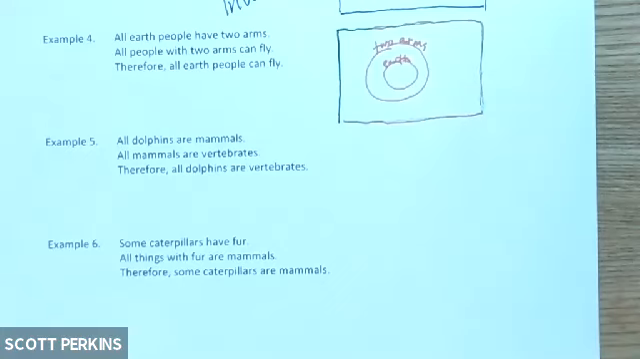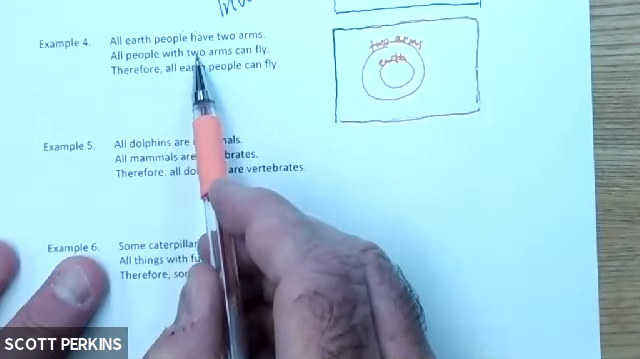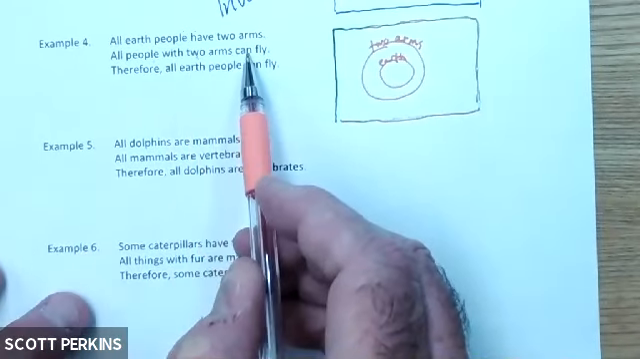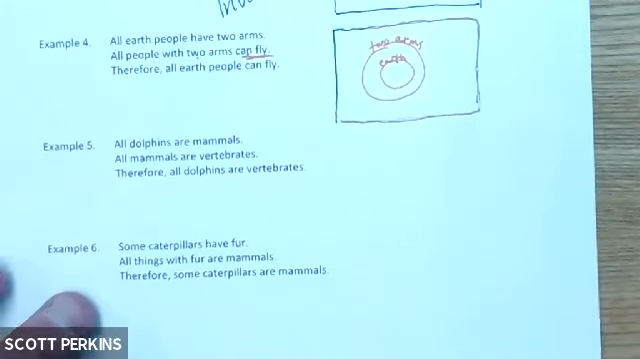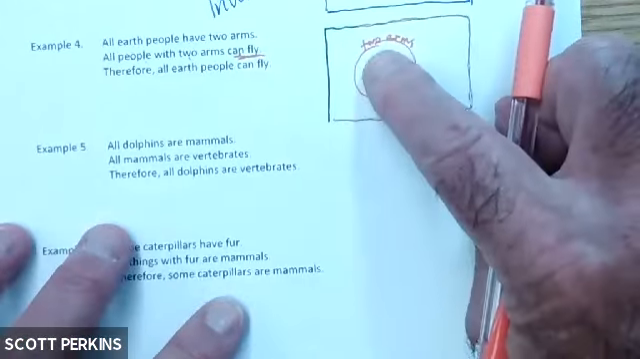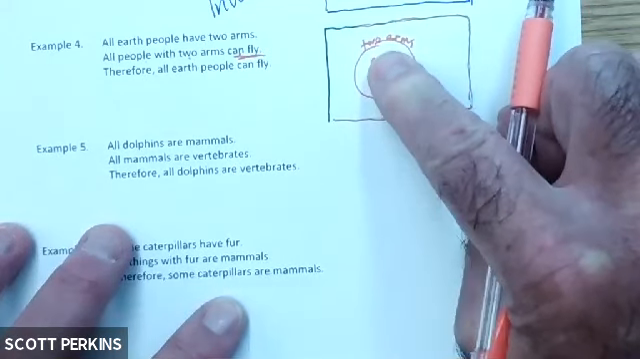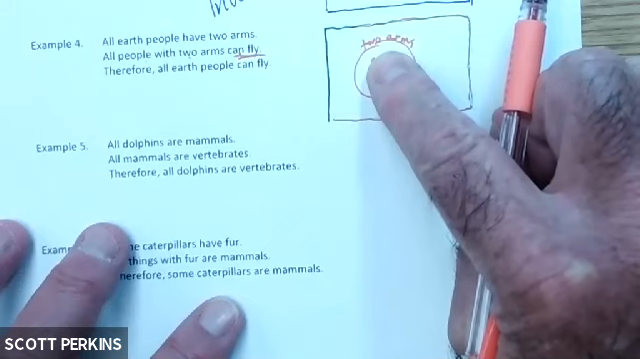Okay, now here we go. You got to help me on this next one. The next one says all people with 2 arms can fly. So I have a new circle. I've got a fly circle. Where's the flying circle going to go? In relation to, forget the Earth circle, nothing's been said about that. Where is the flying circle going to go with respect to the people with 2 arms? Yeah, why around it?